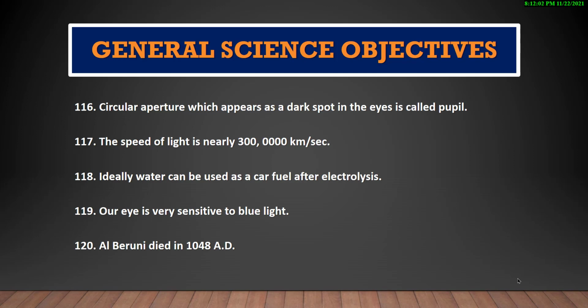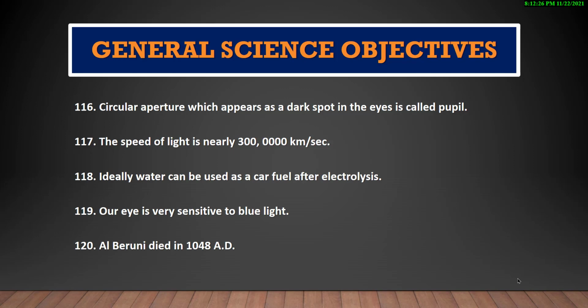Circular aperture which appears as a dark spot in the eyes is called pupil. The speed of light is nearly 300,000 km per second. Ideally, water can be used as a car fuel after electrolysis. Our eye is very sensitive to blue light.